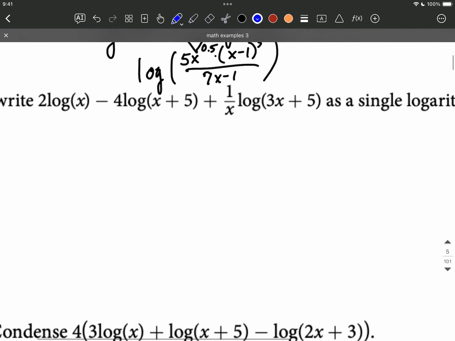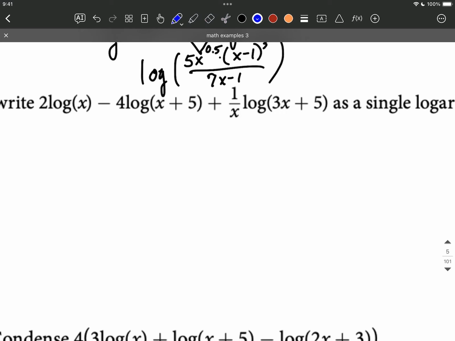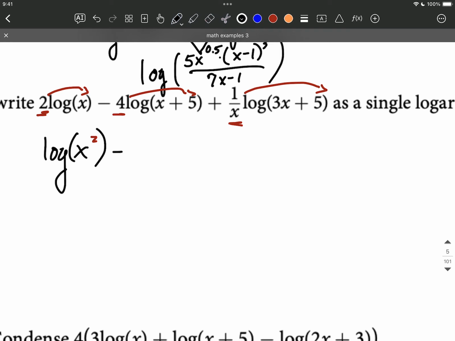We're still going to work the same starting part, right? We have some numbers that are out in front, or 1 over x also happens to be up in front. Let's first start out by moving those up into the exponent. So we can rewrite this as log of x to the second power minus log of x plus 5 all raised to the fourth power.